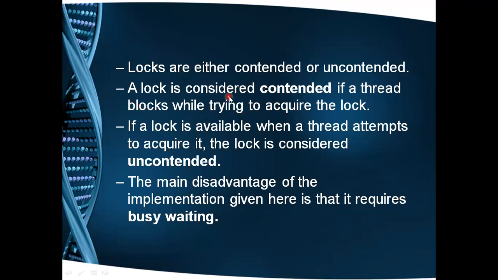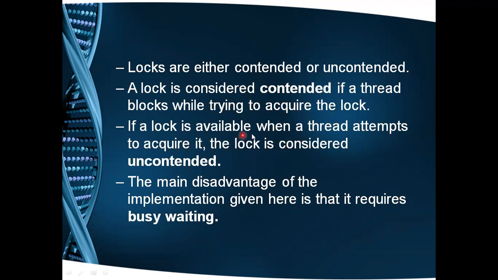A lock is considered contended if a thread blocks while trying to acquire the lock. That means some other process is already using the lock, already in the critical section, so the current process cannot enter. In this case, the lock is considered contended.